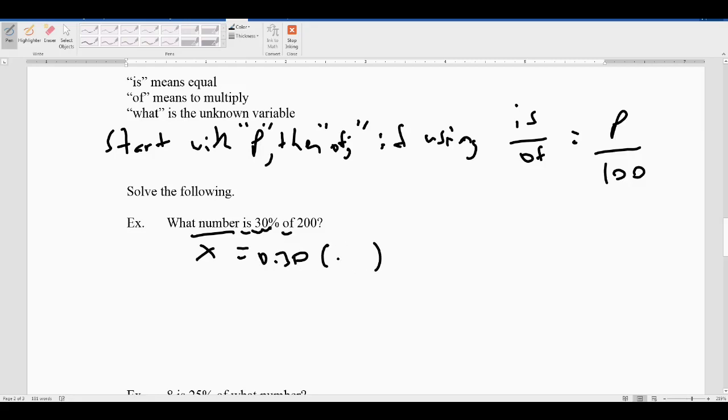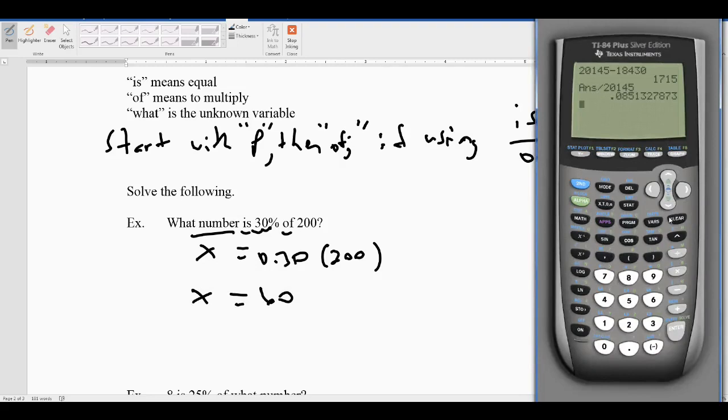So I'm going to use a parentheses for that. 200. And so you just multiply that out. And 30% of 200 should be 60. If you don't believe me, hey, let's type it in. 60. What do you know?